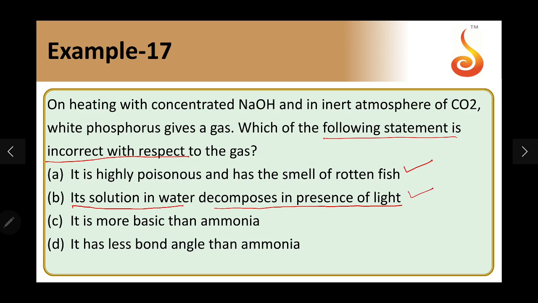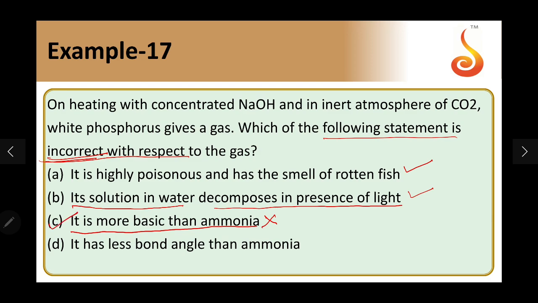But the wrong statement is that it is more basic than ammonia. We already discussed this. PH3 is less basic than ammonia because the lone pair is in a pure s orbital, which is much more penetrated towards the nucleus. As a result, it is less basic than ammonia. This is the wrong statement and they are asking for the incorrect one. So this is the answer for the given question.